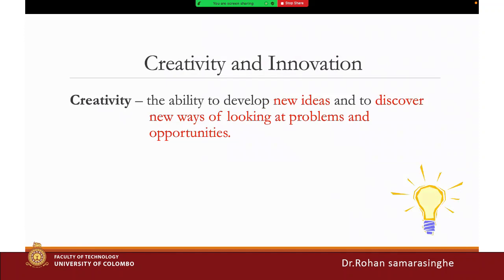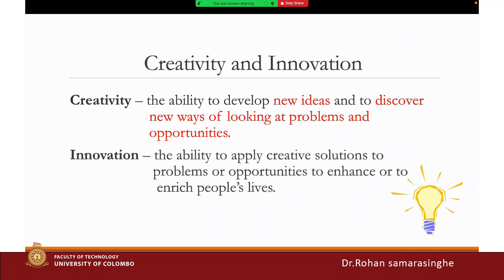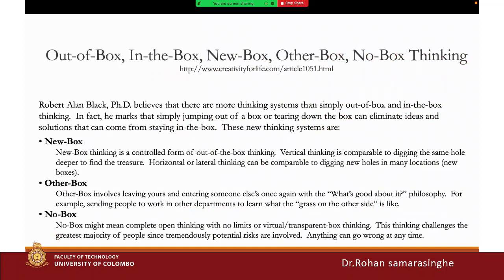Creativity is the ability to develop new ideas or discover new ways of looking at problems and opportunities, as I explained at the beginning also. And innovation is the ability to apply the creative solutions. You can understand the connection between creativity and innovation. Creative solutions address problems and opportunities to enhance or enrich people's lives. If this creativity can be used for the betterment of people's lives, that will be an innovation.